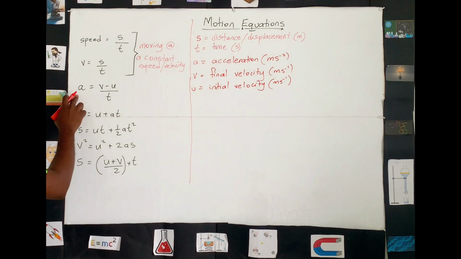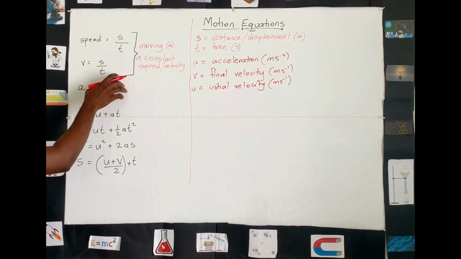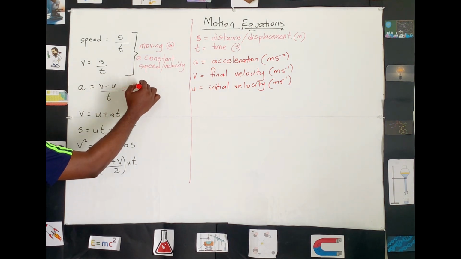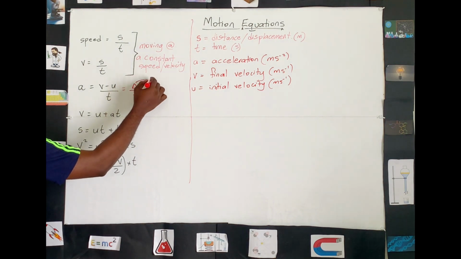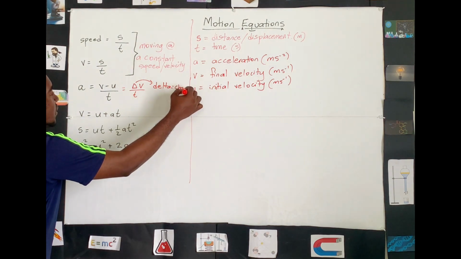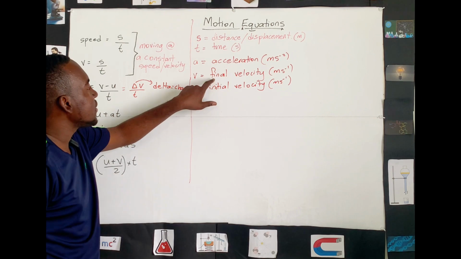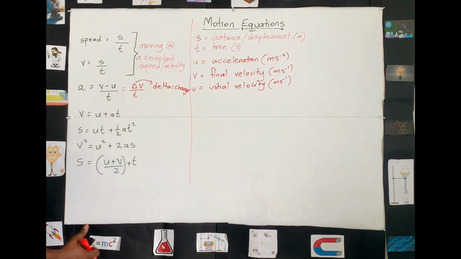In this formula, we see that acceleration is equal to the change in velocity over time. In some books, you'll have delta v over t, and the delta here means change. Because the velocity is initially at this value, then it's finally at this value, so there is a change in velocity.